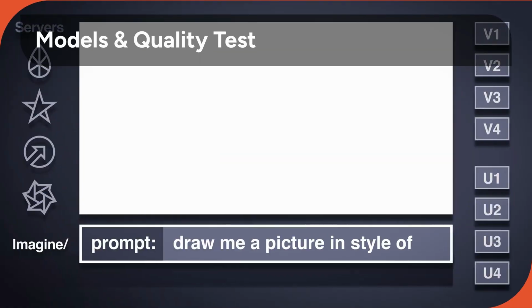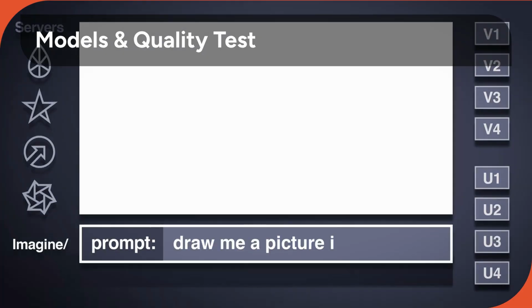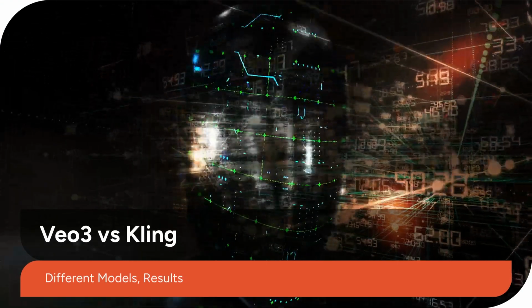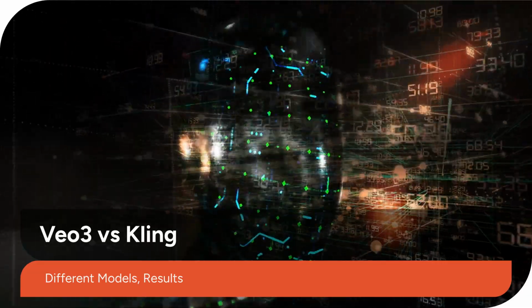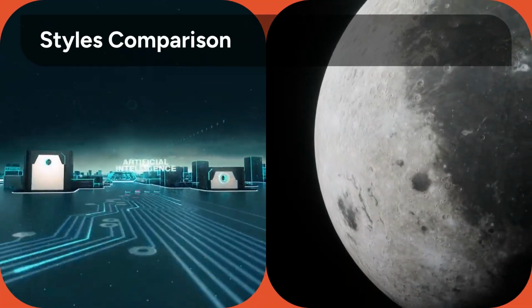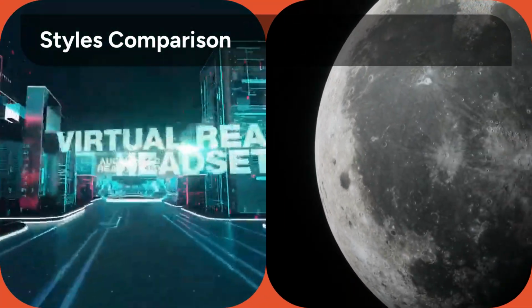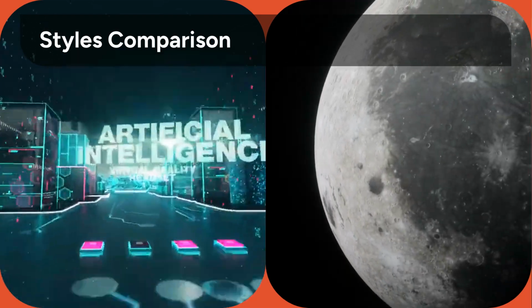OpenArt also gives access to multiple AI video models, each offering different styles and quality levels. I tested models like VO3 and Kling to showcase the differences in generation speed, consistency, and overall cinematic quality. Here's a side-by-side look at the difference between realistic, anime, and cinematic styles. Choosing the right model is key to your desired outcome.